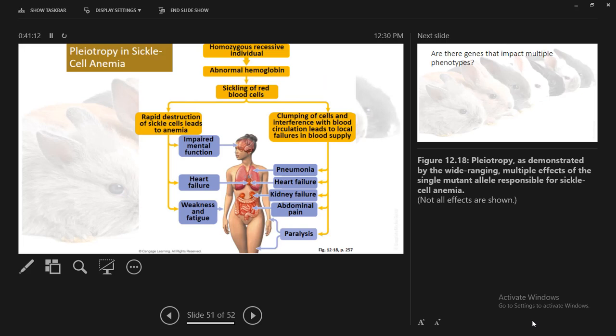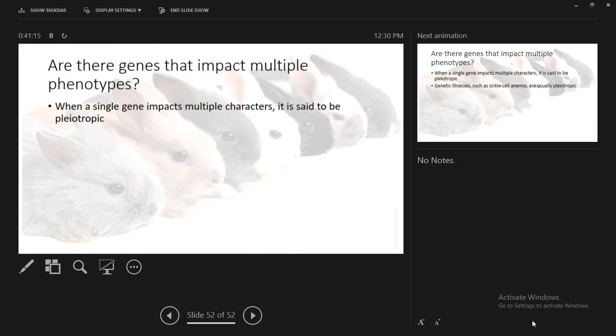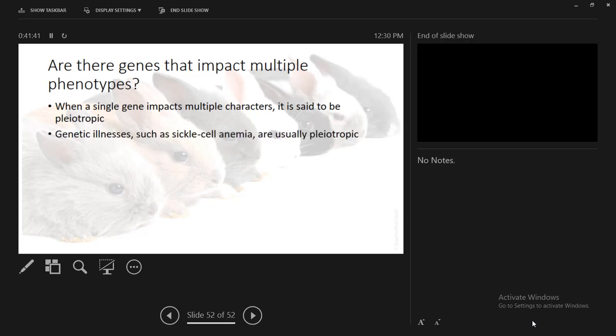A great example of this is sickle cell anemia. We've talked a little bit about sickle cell anemia in this class already. A lot of our genetic illnesses are what we call pleiotropic, where you've got a single mutation. Cystic fibrosis would be another good example, where a single mutation determines the presence of the genetic illness, but there are a number of different phenotypic results of that single mutation. So genetic illnesses are usually pleiotropic, like sickle cell anemia.